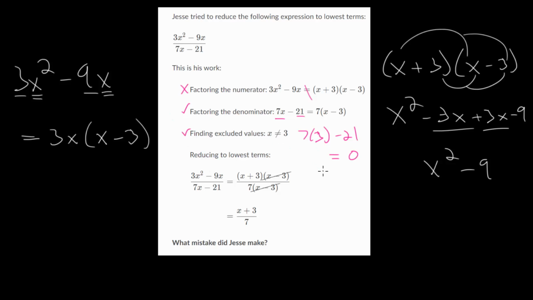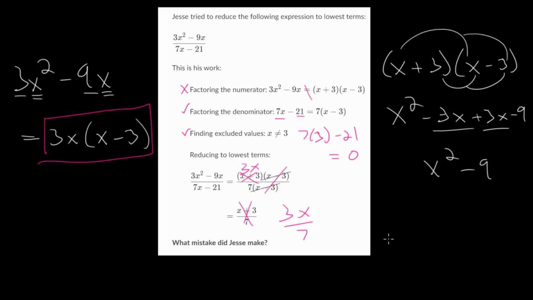And then reducing to lowest terms, well, the numerator is not factored correctly, but if we make the assumption that it is, you would be able to cancel out that x minus 3, and you'd have x plus 3 over 7. But of course, our numerator is over here on the left side, this 3x times x minus 3. So you'd still be able to cancel out the x minus 3, but instead of this being x plus 3, this would be 3x here. And so our final answer would really be 3x over 7.